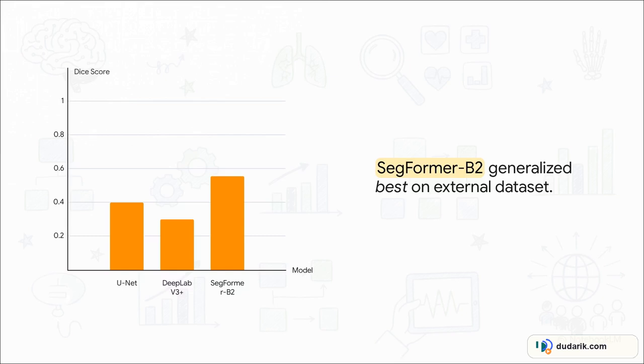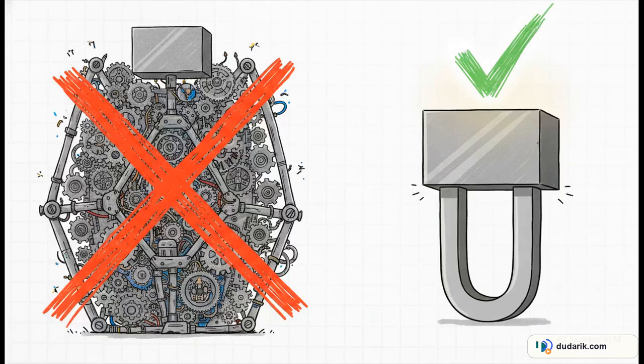UNet managed a moderate score. DeepLab v3+, despite being this highly complex powerhouse, completely crashed and burned with a super low score. But the Transformer, Segformer B2, it massively outperformed the CNNs, securing a much higher cross-dataset DICE score of 0.557. This brilliantly illustrates something I like to call the myth of complexity.